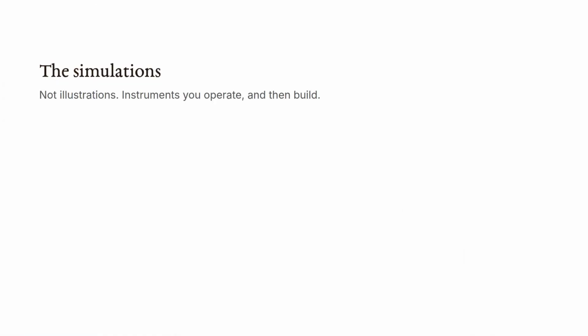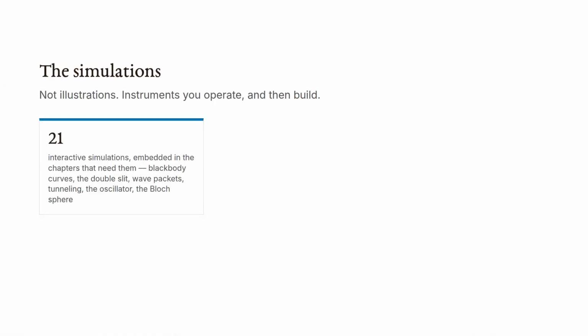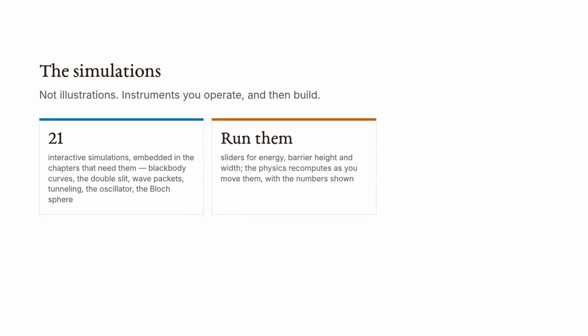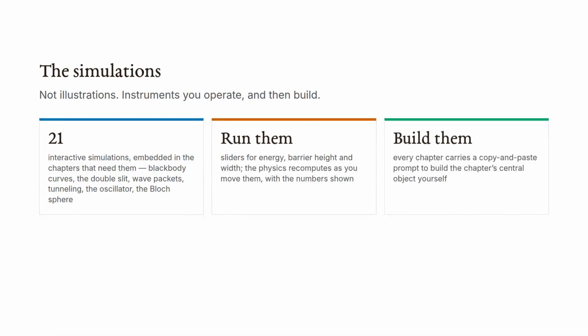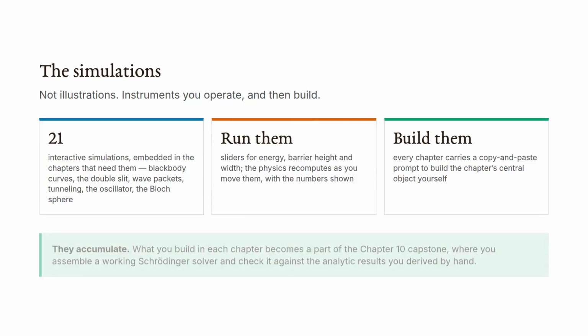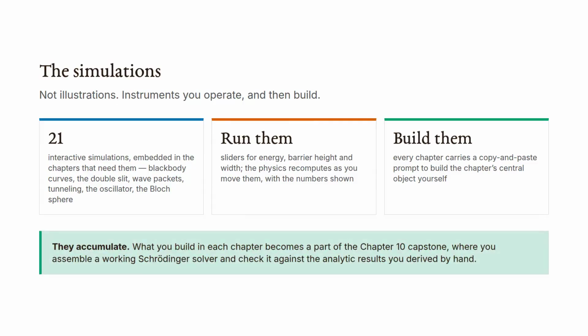The simulations are what make this more than a textbook. 21 of them, embedded in the chapters that need them. Run them as they stand, and then build your own from the prompt each chapter carries. In Chapter 10, you assemble a working Schrödinger solver and check it against results you derived by hand.